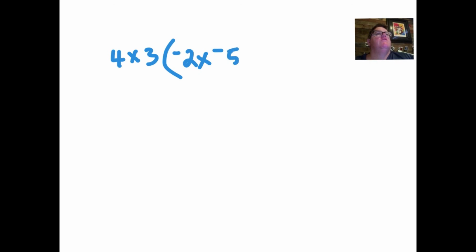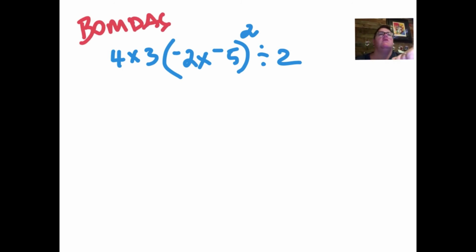So to solve this equation, the answer is -1. Okay, so let's have another practice. This time we're going to do 4 times 3, bracket -2 times -5, close bracket, to the power of 2, divided by 2. Again, let me write BOMDAS up here so we can remember. We're going to do our brackets first, so this one. In this case, -2 times -5 is -10.